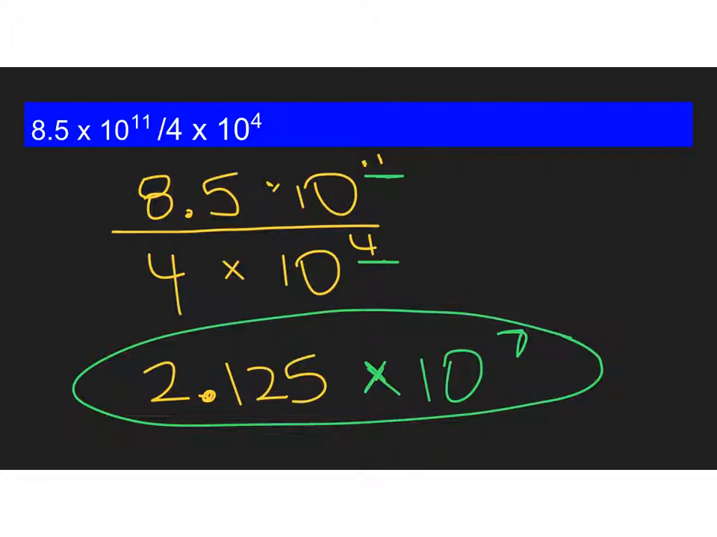All right, I hope this helped you understand how to multiply and divide scientific notation. Please raise your hand when you are all finished with this and wait for your next assignment.